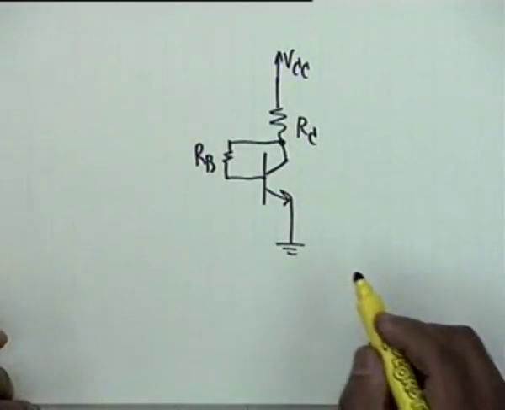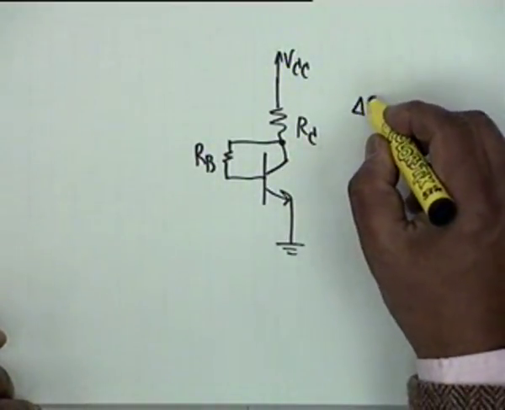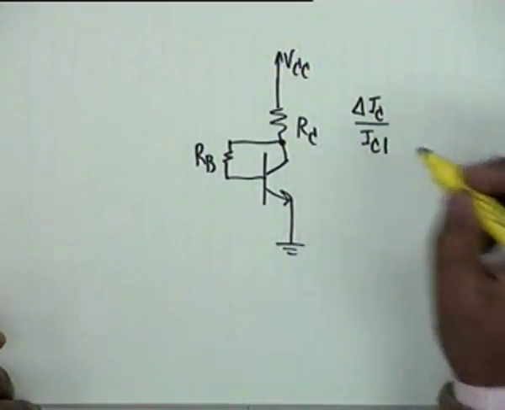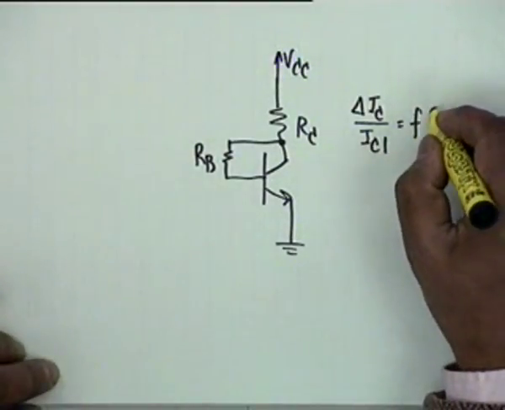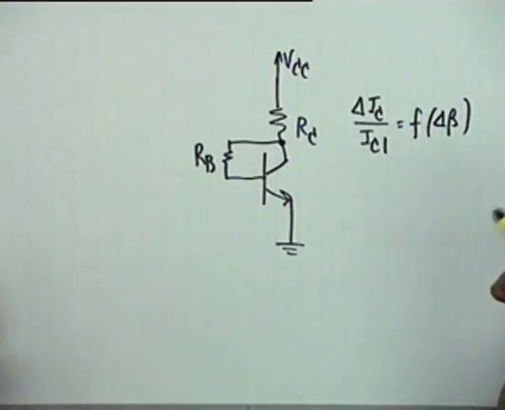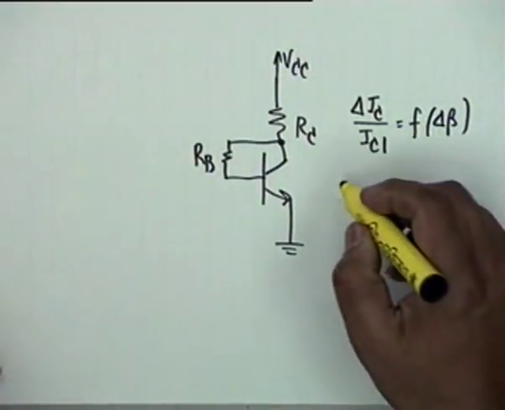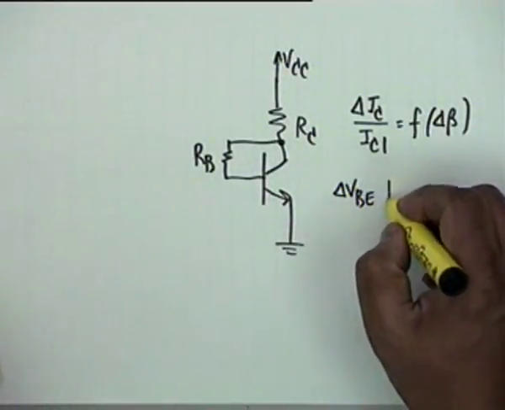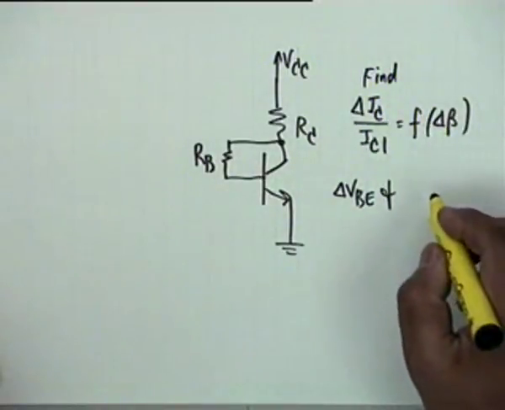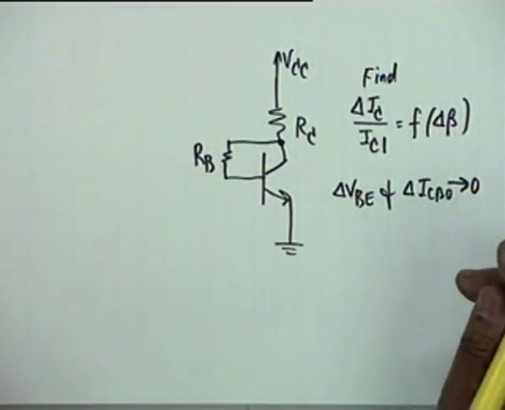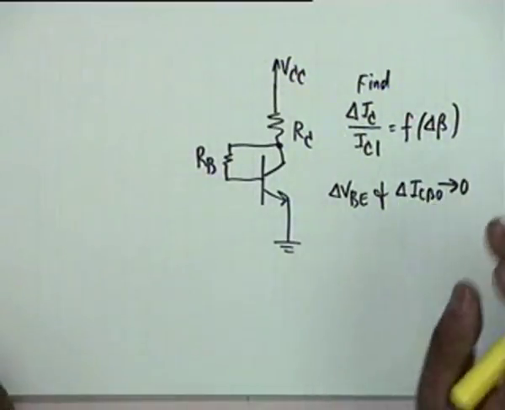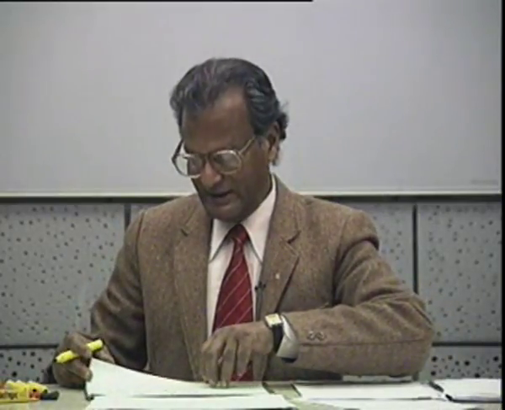The question is, for this circuit, derive an expression for delta IC divided by IC1 as a function of delta beta, that is due to beta variations only, assuming that delta VBE and delta ICBO tend to 0. That is, these are held constant, only beta varies, which means that you are replacing the transistor by another one.